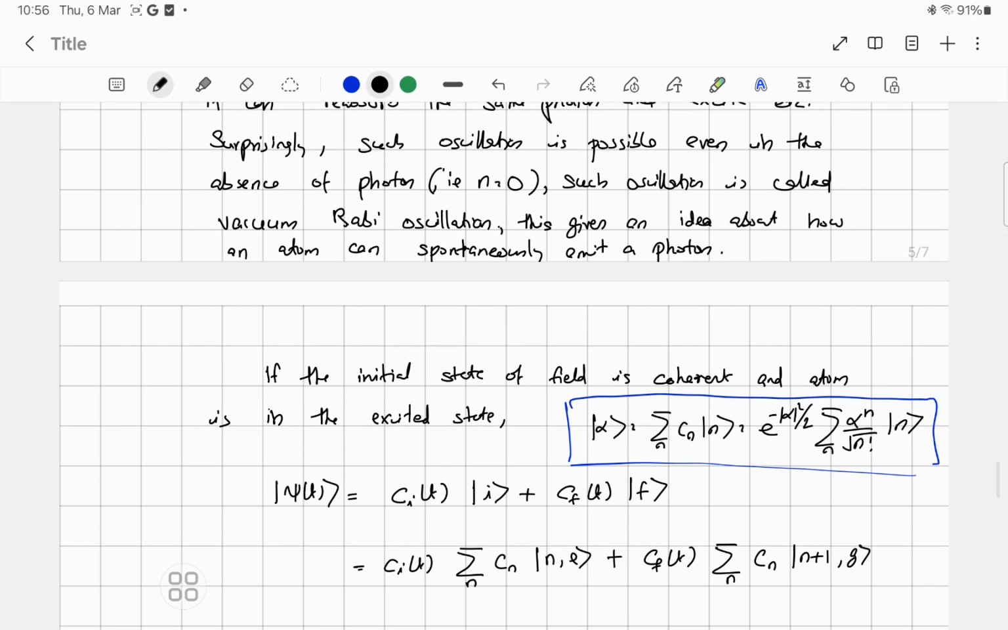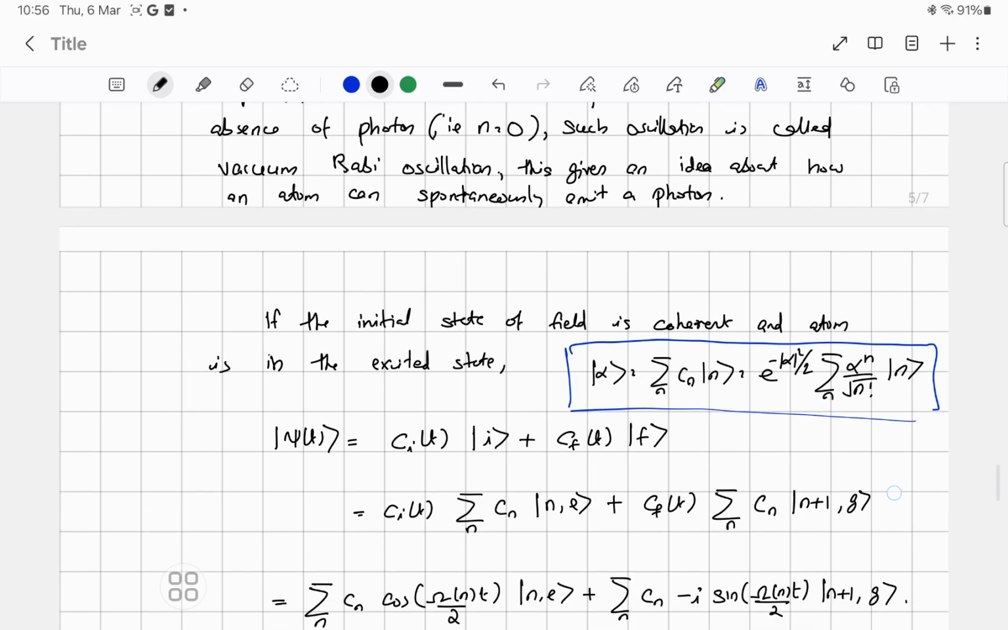So this gives the idea about the spontaneous emission, because we know a kind of emission called stimulated emission. For stimulated emission, some photon presence is required, but the atom can de-excite even in the absence of photon. That kind of emission is called spontaneous emission. So the vacuum Rabi oscillation gives some idea about the possibility of the spontaneous emission.